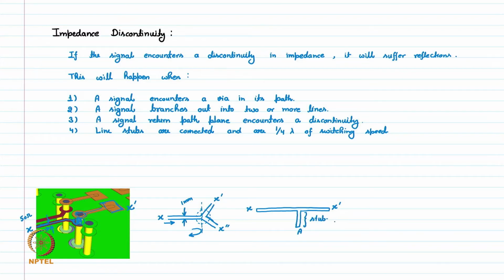and if the length of this stub is L, let's say from this point to this point, if the length is 1 by 4 lambda, then this stub acts like a quarter wave transformer, which will significantly impact the signal which is propagating from x to x dash.